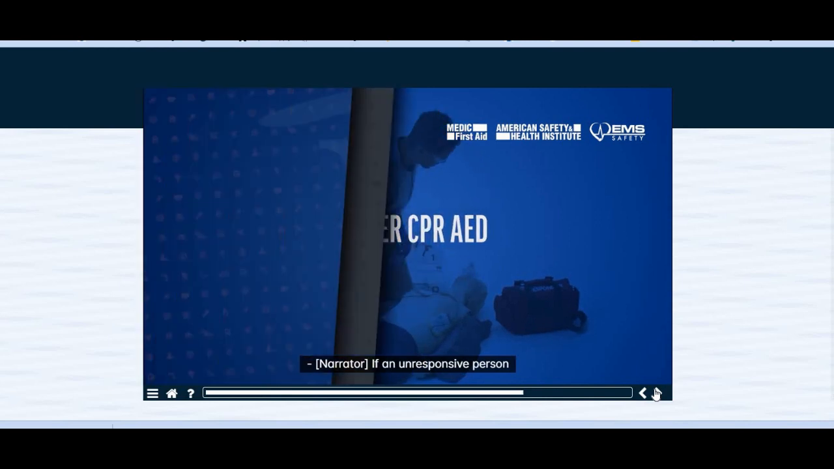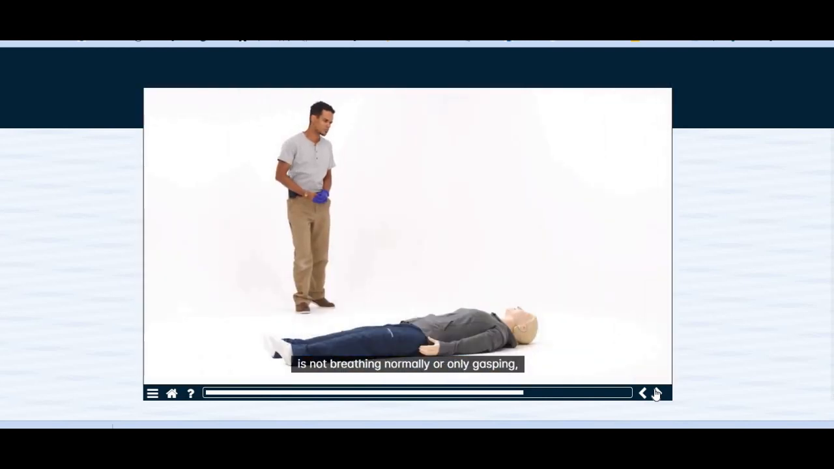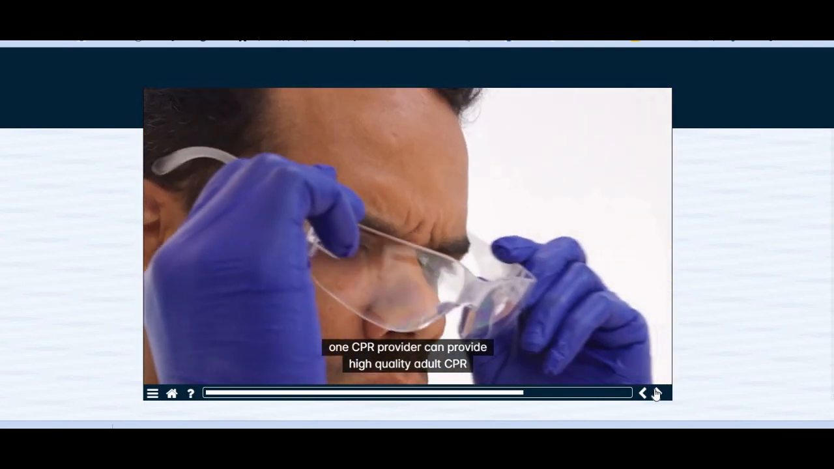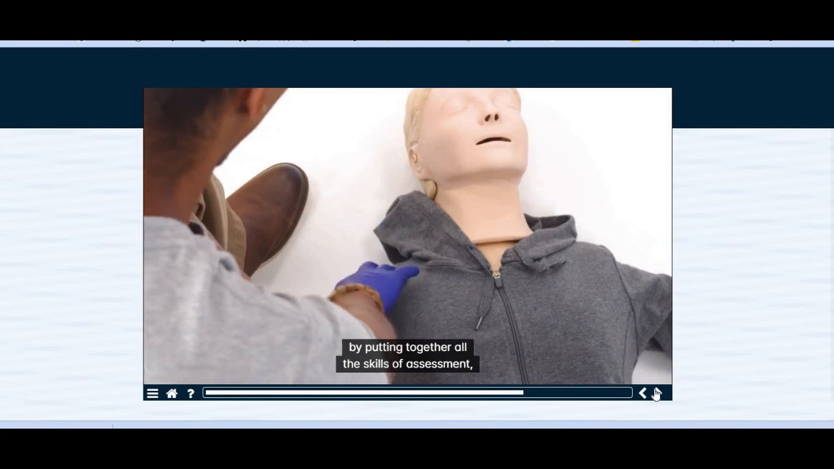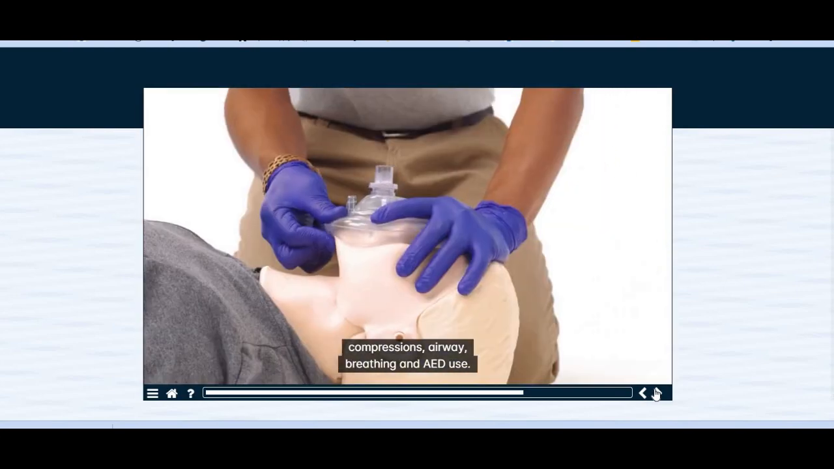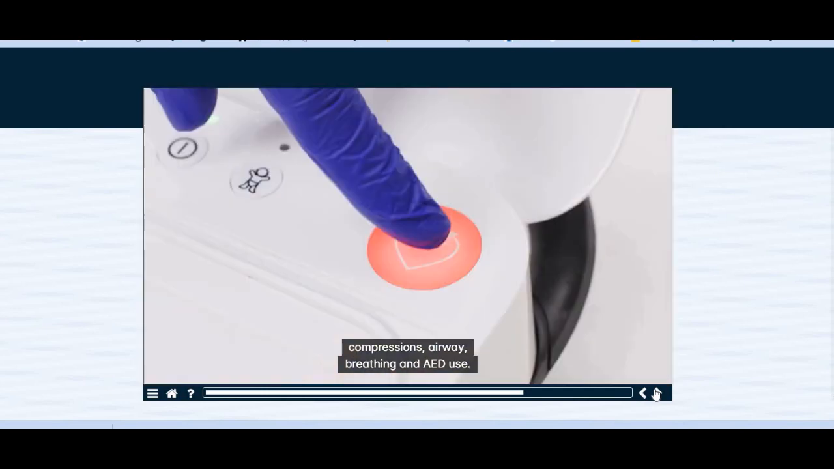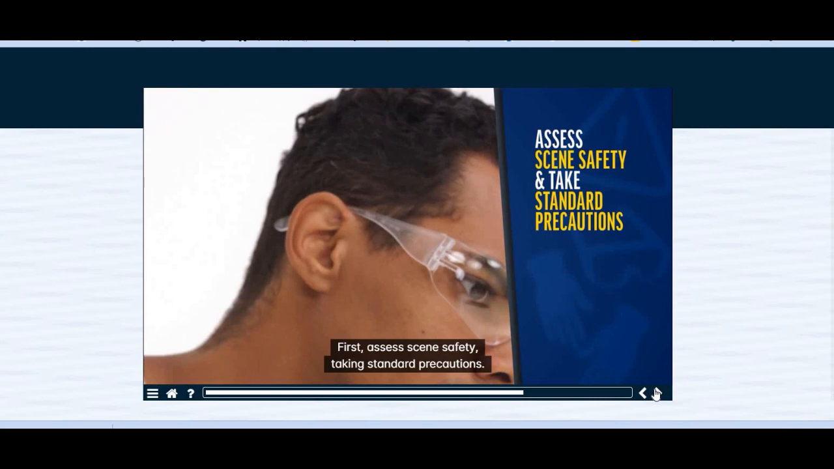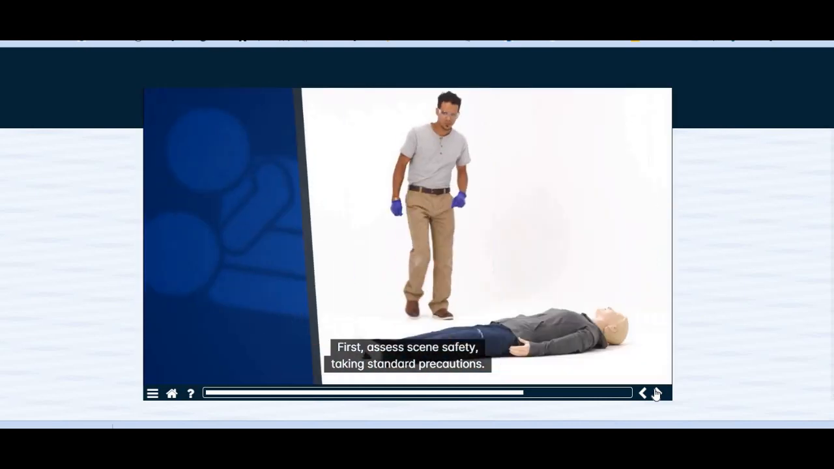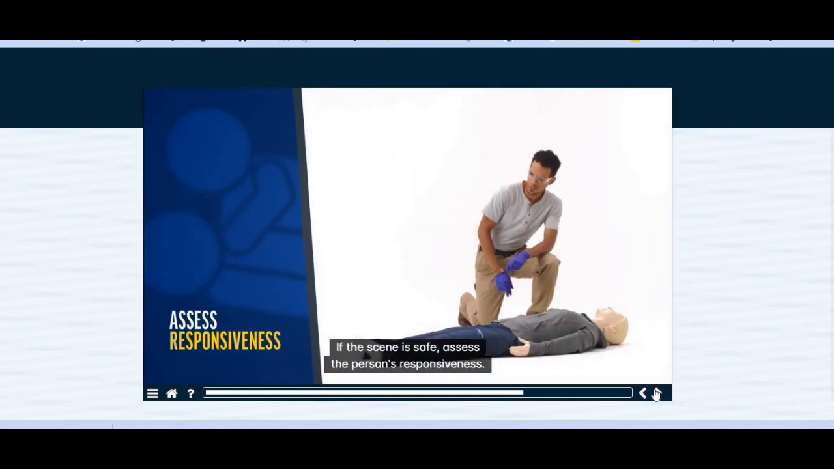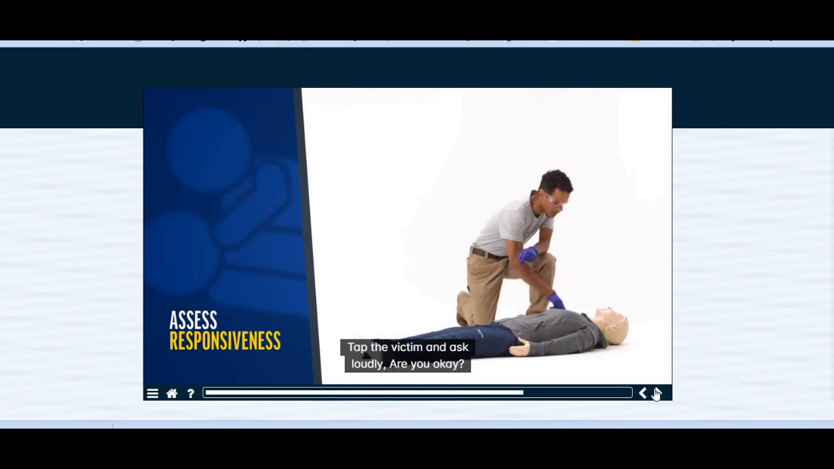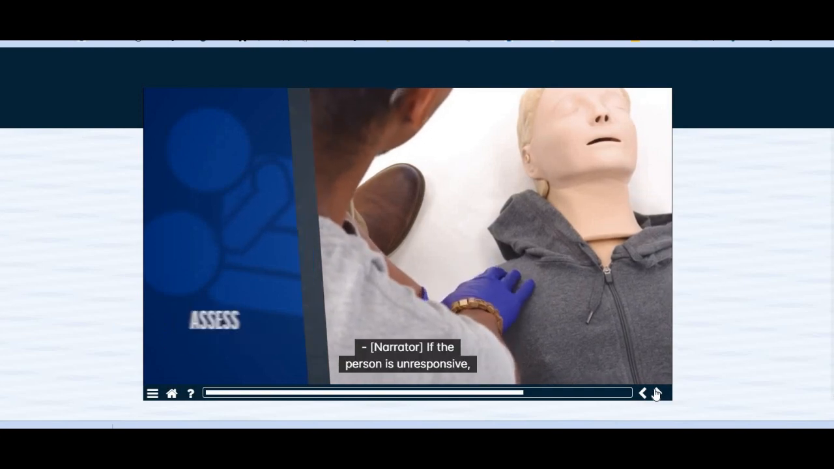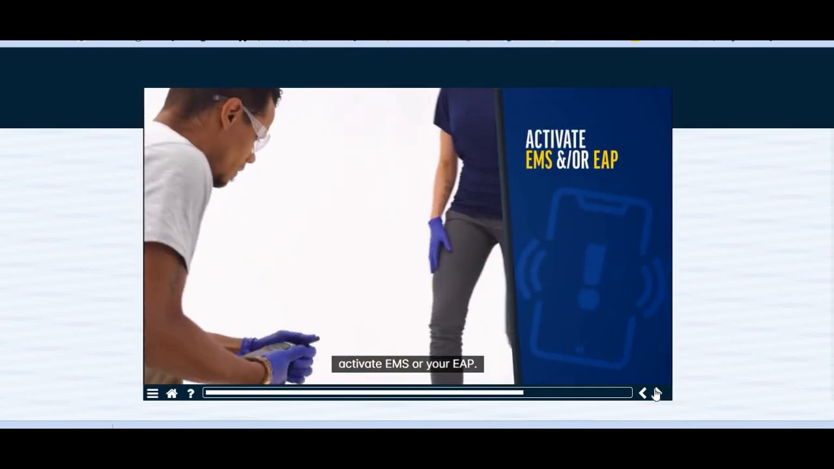If an unresponsive person is not breathing normally or only gasping, one CPR provider can provide high-quality adult CPR by putting together all the skills of assessment, compressions, airway, breathing, and AED use. First, assess scene safety, taking standard precautions. If the scene is safe, assess the person's responsiveness. Tap the victim and ask loudly, "Are you okay?" If the person is unresponsive, activate EMS or your EAP.